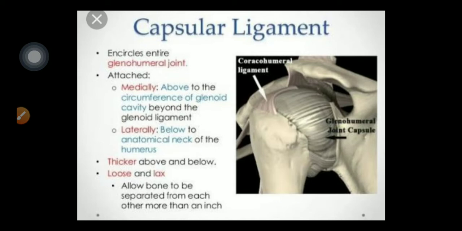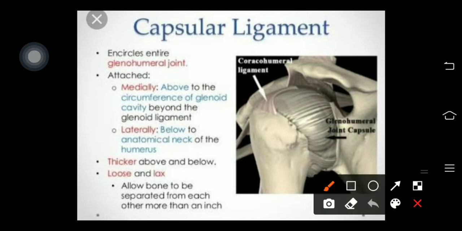The capsular ligament around the glenohumeral joint, that is the whole shoulder joint, is attached medially to the circumference of the glenoid cavity beyond the glenoid labrum, and laterally it is attached to the anatomical neck of the humerus.